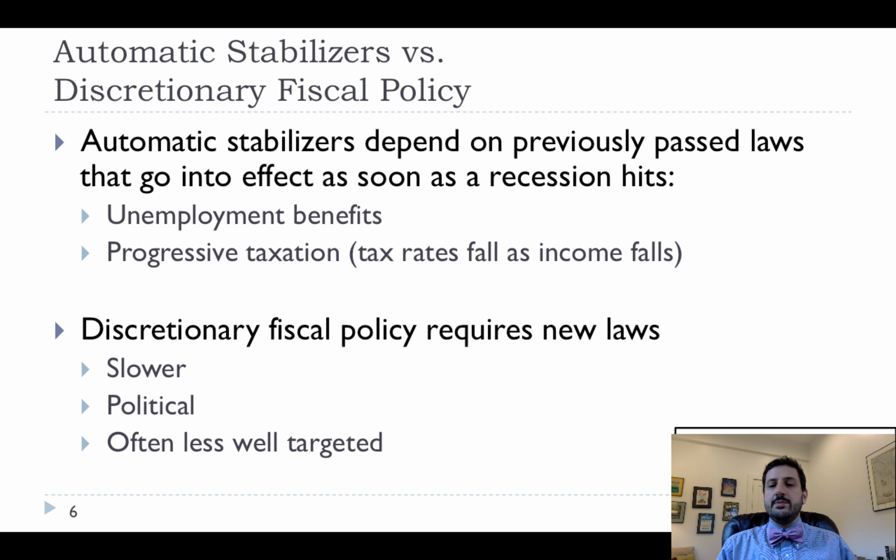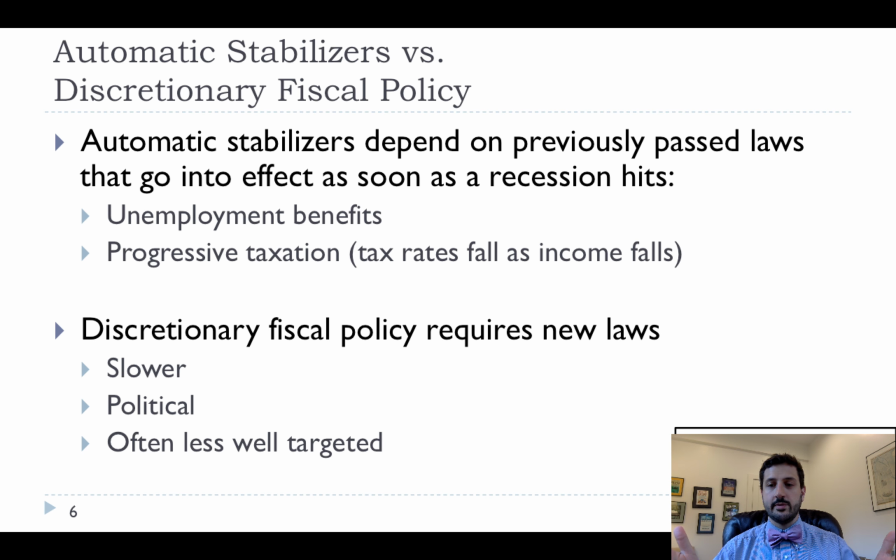So there's really two types of fiscal policy. There are automatic stabilizers and there's discretionary fiscal policy. Automatic stabilizers depend on laws that were passed sometime in the past, and they go into effect as soon as a recession hits. So it's something like unemployment benefits, right?